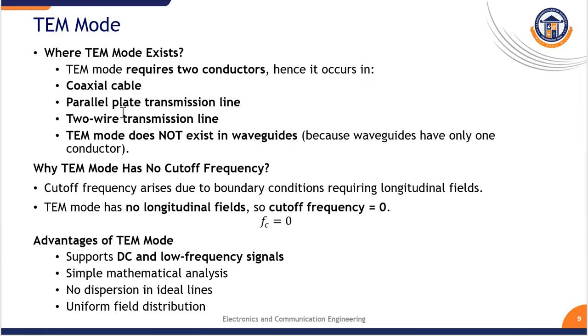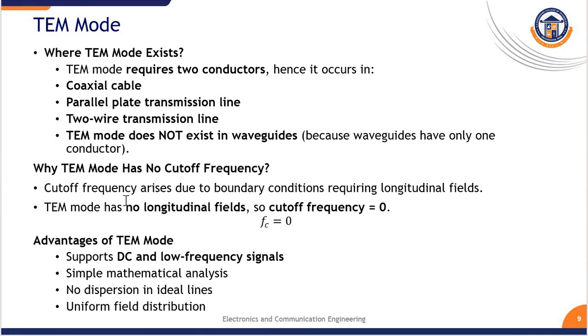Why does TEM mode exist? TEM mode requires two conductors, hence it occurs on coaxial cable, parallel plate transmission line, and two-wire transmission line. TEM mode does not exist in waveguides because a waveguide has only one conductor. Why does TEM mode have no cutoff frequency? Cutoff frequency arises due to boundary conditions requiring longitudinal fields. TEM mode has no longitudinal fields, so the cutoff frequency is 0, fc equals 0. Advantages of TEM mode: supports DC and low frequency signals, simple mathematical analysis, no dispersion in ideal lines, uniform field distribution.